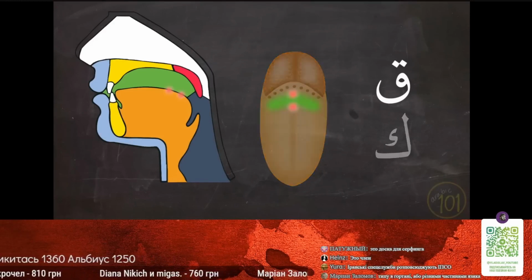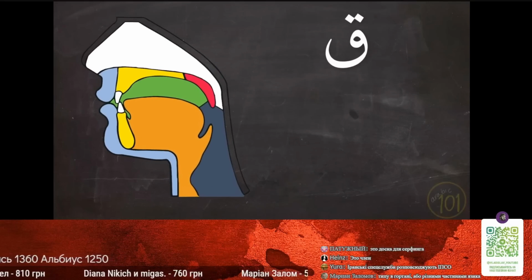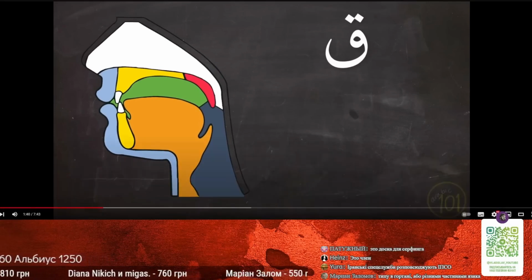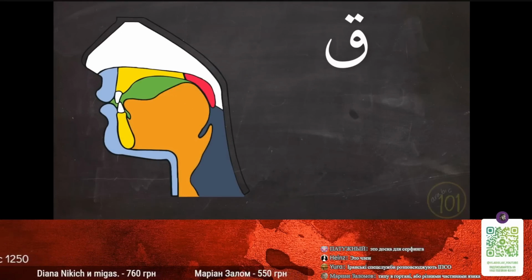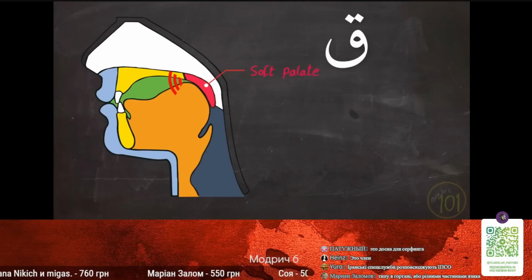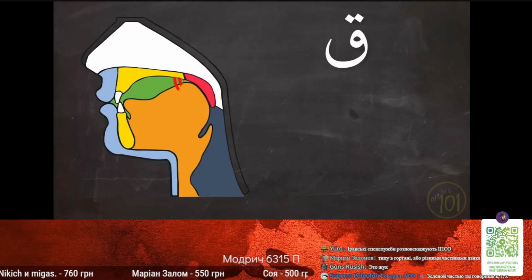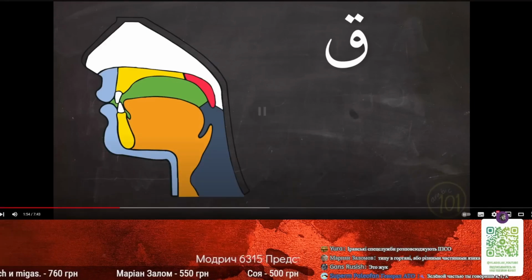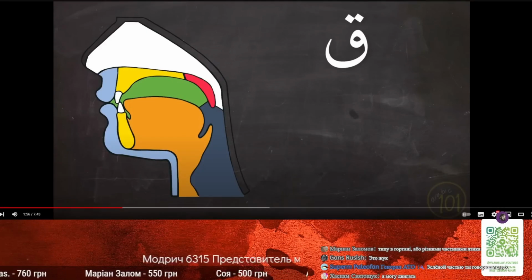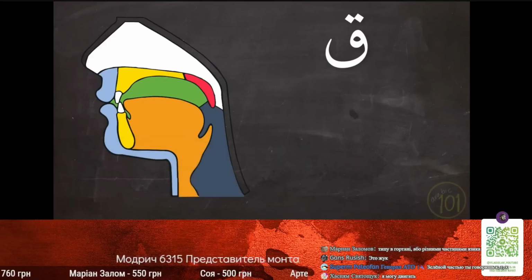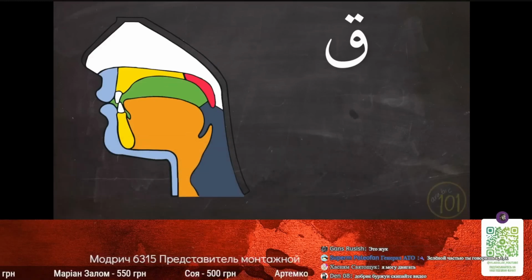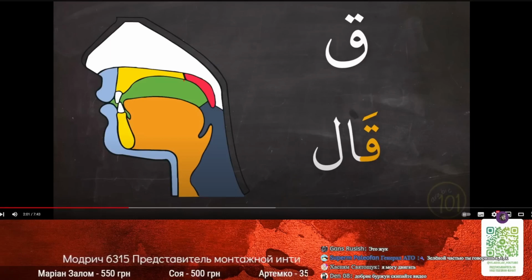So let's start with qaf. Каф. Qaf is produced when the deepest part of the tongue makes contact with the soft palate. So there is touching between the tongue and the soft palate. The result is something that sounds like this. Akko. Акко. Это хуйня получается.